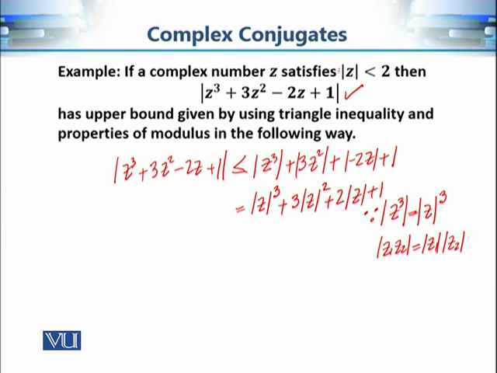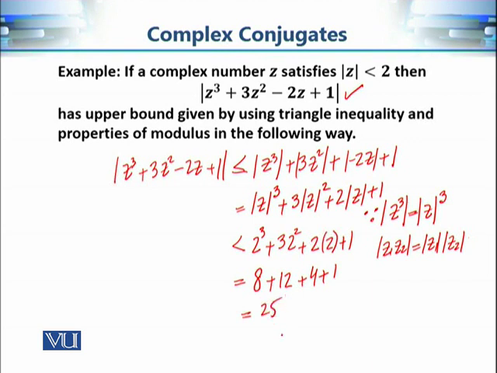Now since the modulus of z is less than 2, this is less than 2 cube plus 3 into 2 square plus 2 into 2 plus 1. So this provides an upper bound. This number is basically an upper bound to the modulus of this expression. This number is basically 8 plus 12 plus 4 plus 1, which is 25. So 25 is the upper bound for the modulus of this complex number.